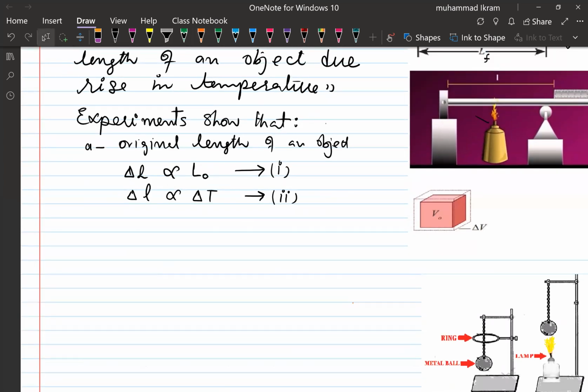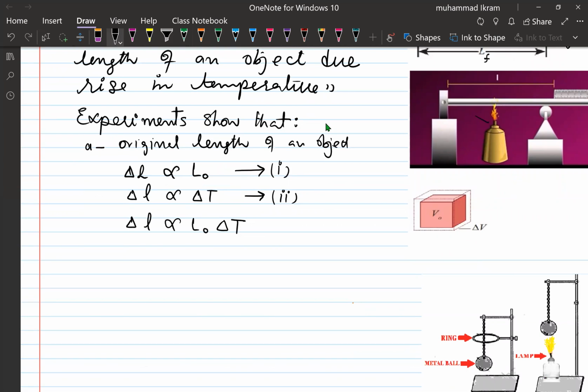Mathematically, if we combine these two, then delta L is directly proportional to L naught times delta T.